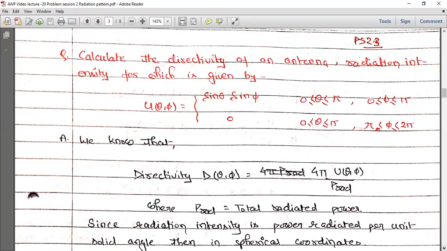Now you can see the radiation intensity U(theta, phi) is given as sin theta sin phi, when theta is varying from 0 to pi and phi is varying from 0 to pi. So the region in which theta is varying from 0 to pi is the whole three-dimensional region, the whole area around it, in the spherical coordinate system.